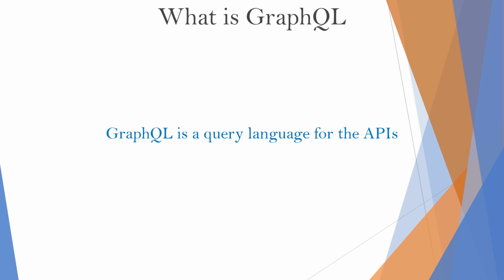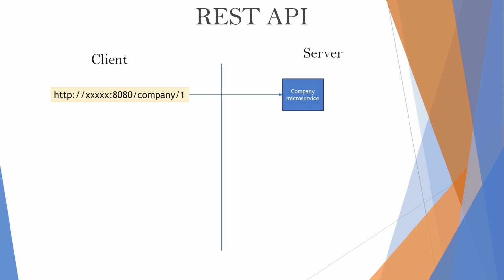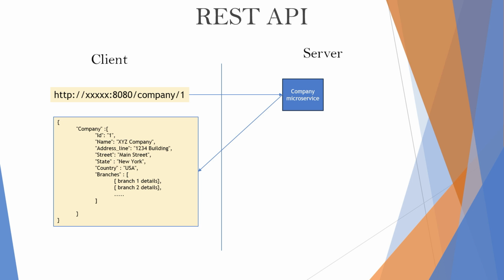Before we discuss that one, let us see how a REST API works. In REST API, from client side, we will request server that I need company details for company with the ID 1. In the server, there will be a microservice. It will go and fetch the data from the repository and send back the whole company details. That means it will have company details, branch details, so many other details.